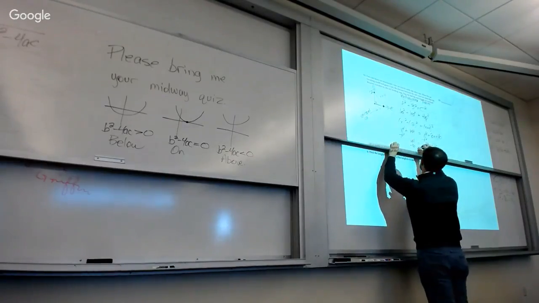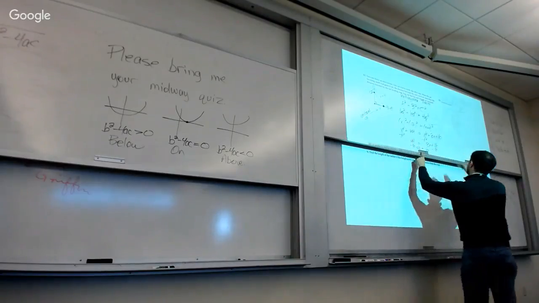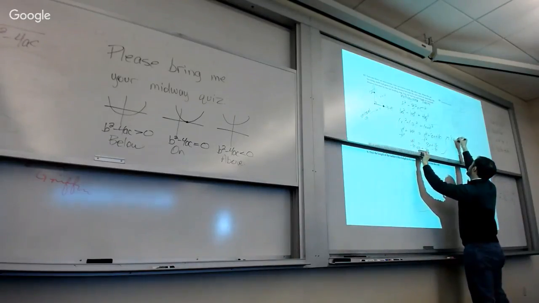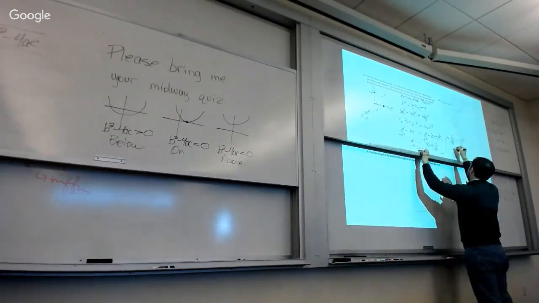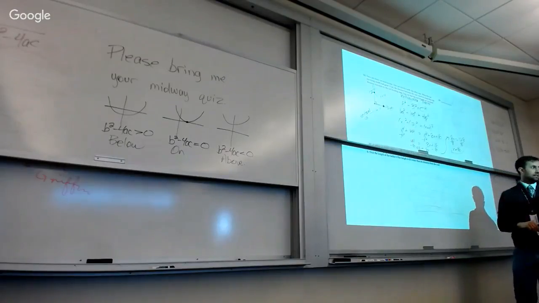What is it, 128? So 8x equals 128. Sorry, I ran out of room. 8x equals 128. And then divide off the 8, and what do we get? 16. Well, goody.